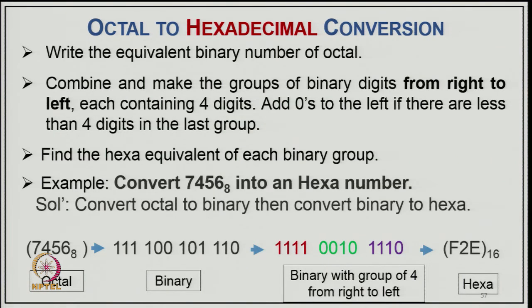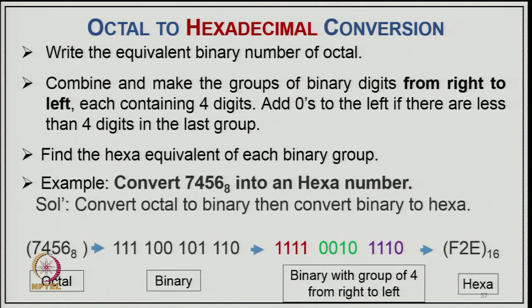Now, coming to octal to hexadecimal. Write the equivalent binary number of the octal number, combine it, and make groups of binary digits from right to left, each containing 4 digits, and add 0s on the left-most side if there are fewer than 4 digits in the group. Then find the hex equivalent of each binary group. So, it is a method where we take binary in between.